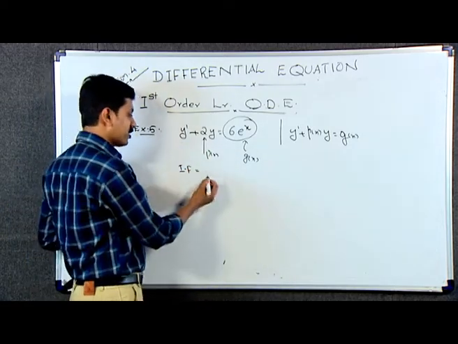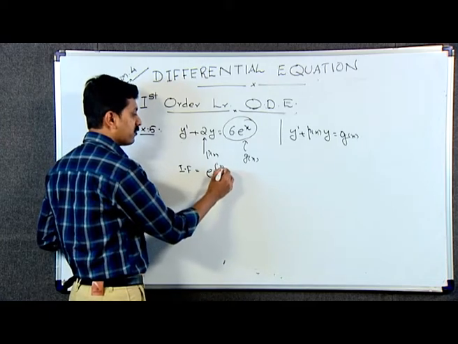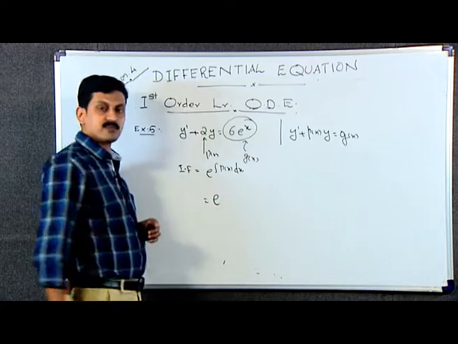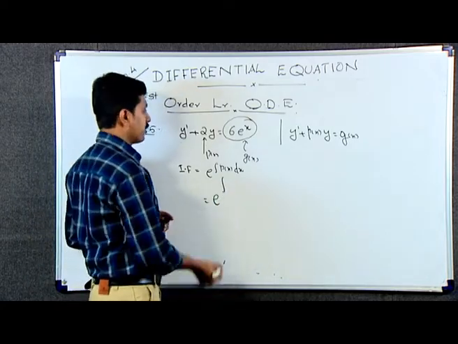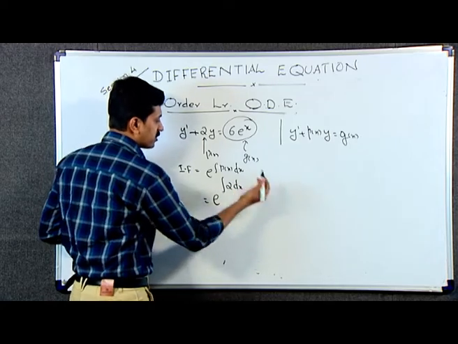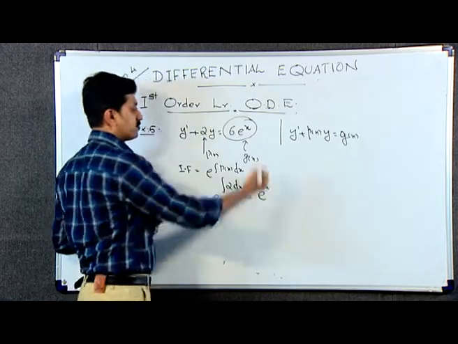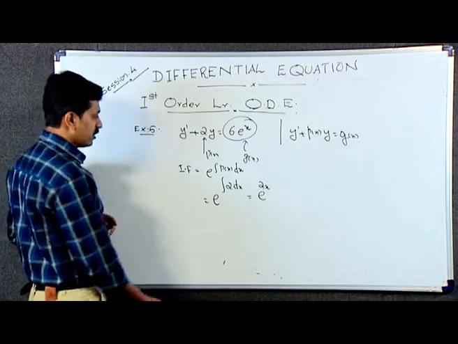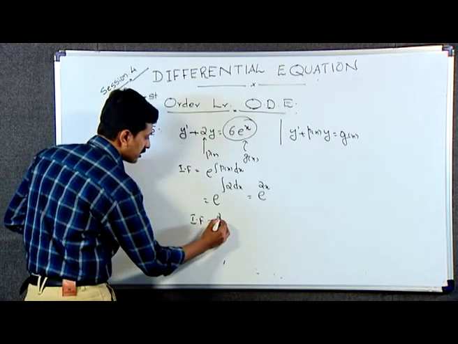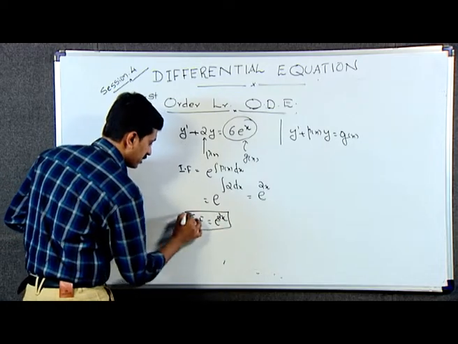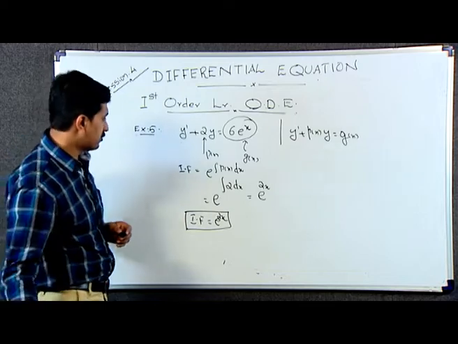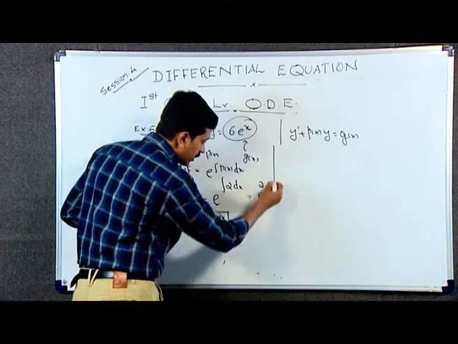Integrating factor is equal to e raised to the integral of p of x dx, which is equal to e raised to the integral of 2 dx, that is e raised to 2x. So, this is the integrating factor. Now, we found the integrating factor as e raised to 2x. Now, we can move to the solution.